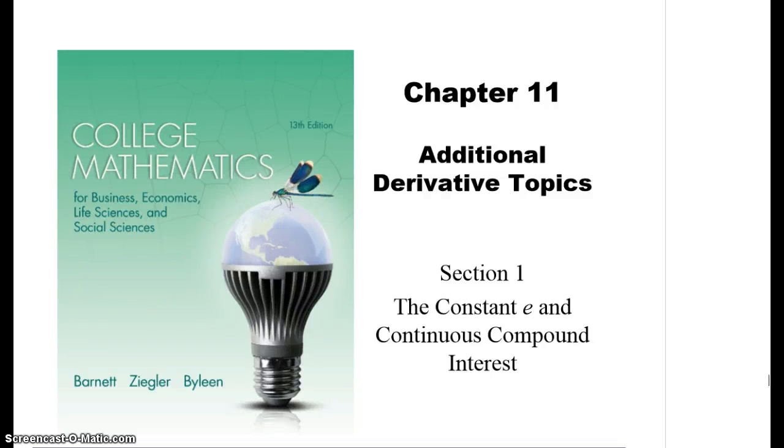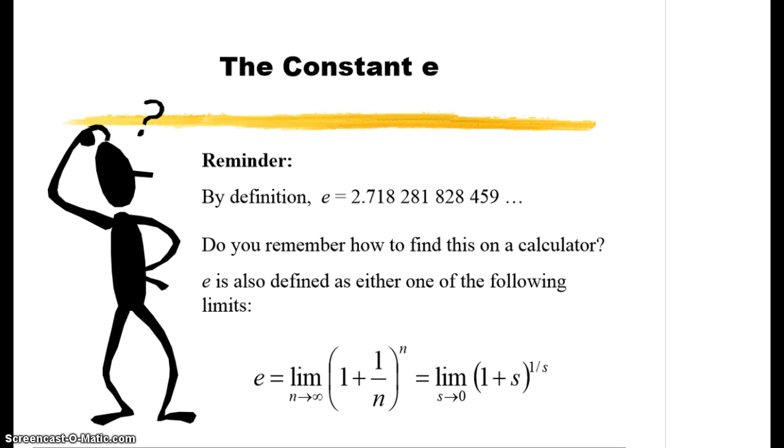Okay, we're in Chapter 11, Section 1 of Barnett. This section deals with the constant e and continuous compound interest, which we've already seen the introduction of. So not a whole lot of new material there, but it's a nice reflection of what we've already done. So let's review a little bit.